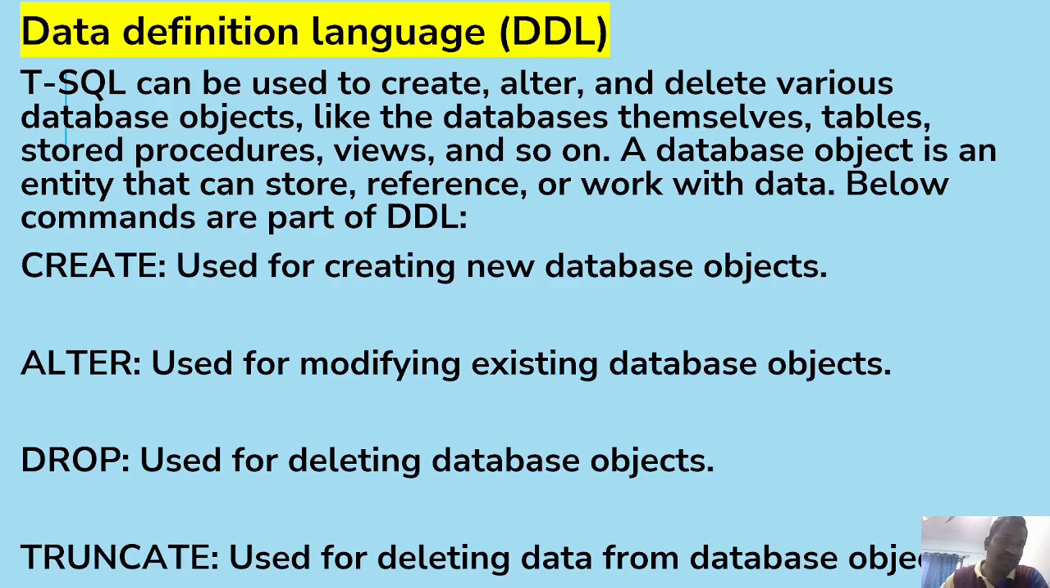So, data definition language. Transact Structured Query Language can be used to create, alter, and delete various database objects like databases themselves, tables, stored procedures, views, and so on. A database object is an entity that can store reference of or work with data. So below are the commands that are part of DDL. We will use these in real-time scenarios, and everywhere we are going to use these DDL commands.